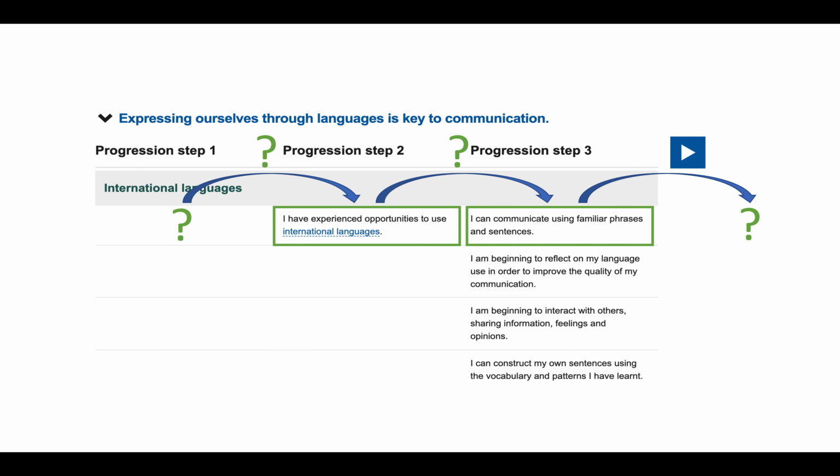All of these are important processes and stages in learning that you will need to have planned for in your curriculum before learners will be able to demonstrate that they can communicate using familiar phrases and sentences. But when you have an understanding that this needs to take place, you understand the importance of sequencing learning for learner progression in your curriculum.